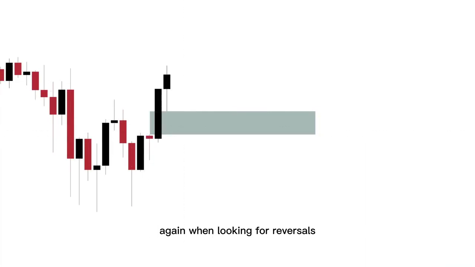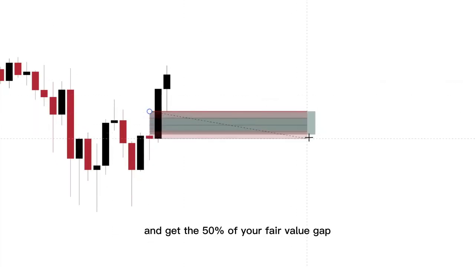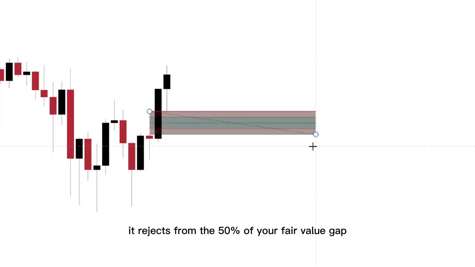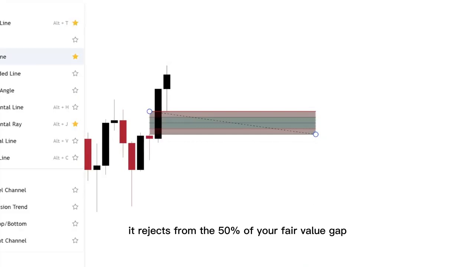Again, when looking for reversals, what you want to do is pull out your fib and get the 50% of your fair value gap. Statistically, this is where price rejects from. A lot of times it rejects from the 50% of your fair value gap.